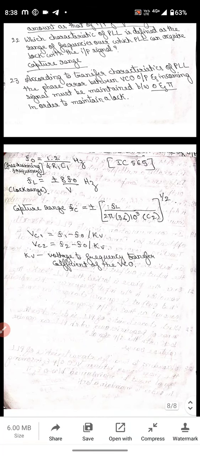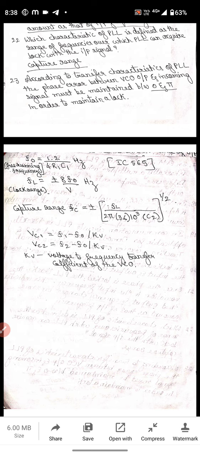Next, some equations. Free running frequency f0 equals 1.2 divided by 4 R1 C1 in hertz. The lock range FL equals plus or minus 8 f0 divided by V. Capture range Fc equals plus or minus FL divided by 2 pi into 3.6 into 10 to the power of 3 into C2, whole to the power of 1 by 2.